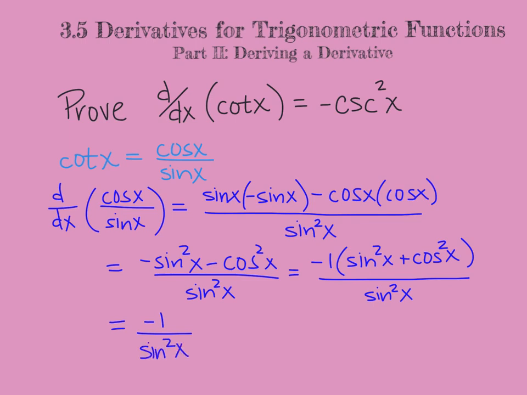The reciprocal of sine is cosecant, so the reciprocal of sine squared would be cosecant squared, and it's negative. So rewriting, this is negative cosecant squared of x. We have just proved that rule for cotangent.